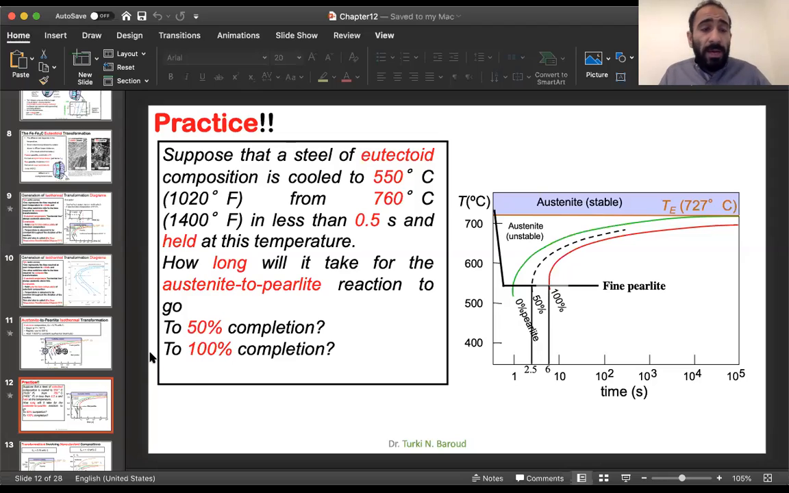Okay, wonderful. I'm going to stop here. Inshallah, next class we're going to continue the discussion about the time temperature transformation diagram.